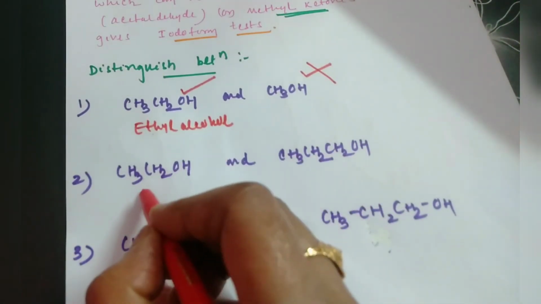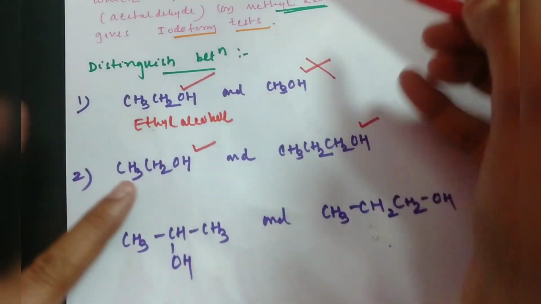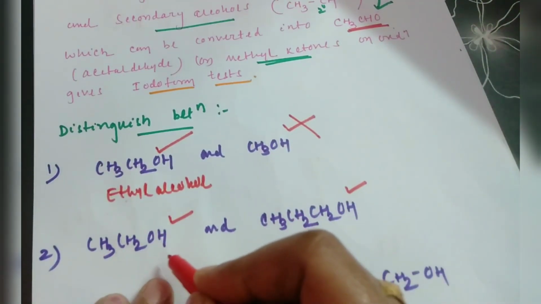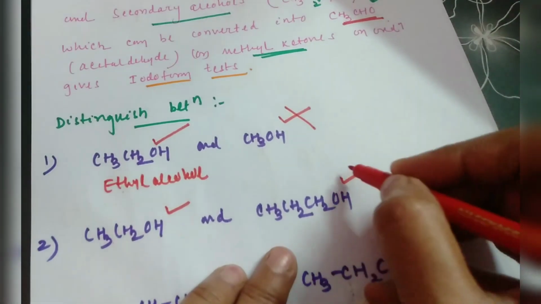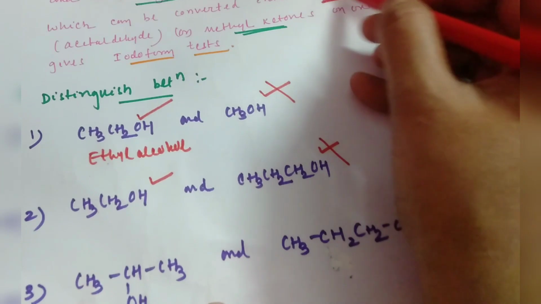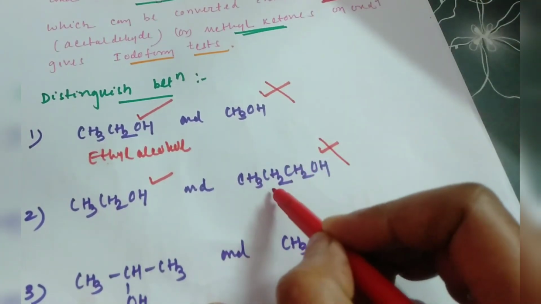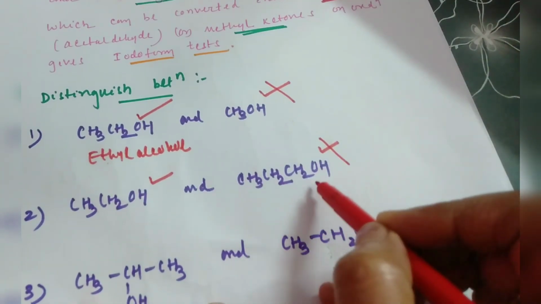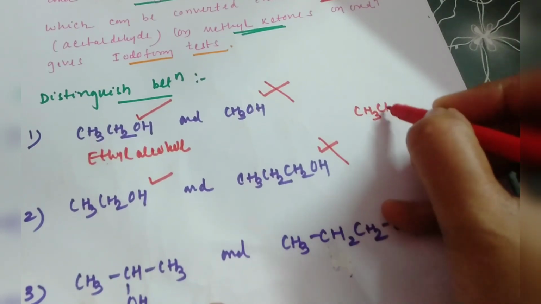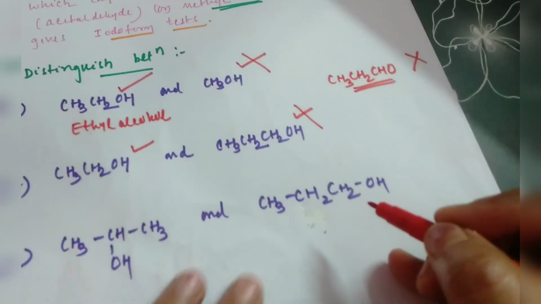Similarly, if you compare ethyl alcohol and propyl alcohol, see here, ethyl alcohol on oxidation will give acetaldehyde, that means it gives the iodoform test, but propyl alcohol will not give the iodoform test because it will not give the methyl ketone group, right? The carbonyl group is not directly attached to the methyl group. If you oxidize this compound, it will give a propionaldehyde compound, and we know that propionaldehyde is CH3CH2CHO, and this will not give the iodoform reaction test.